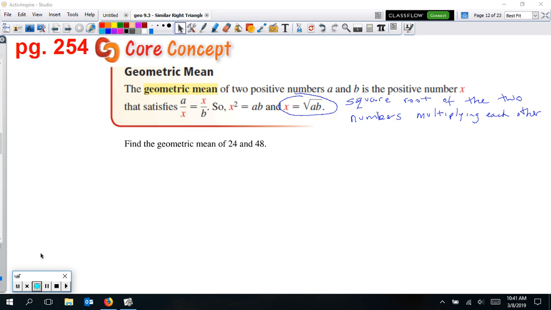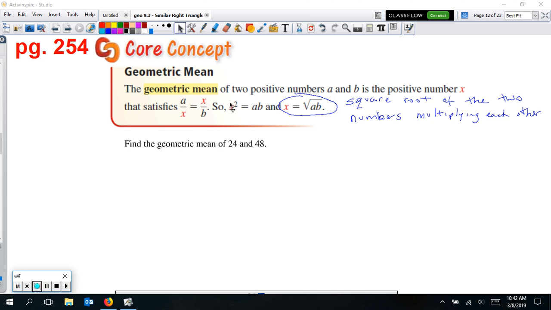Okay, the next topic is the geometric mean on the bottom of page 254. Go over to that page. At the very bottom, you'll see the core concept. It gives the definition of the geometric mean. You can highlight that. It's the geometric mean of two positive numbers, A and B. It is the positive number x that satisfies this proportion, where you have a number over x equals x over the other number. And then we could cross multiply.